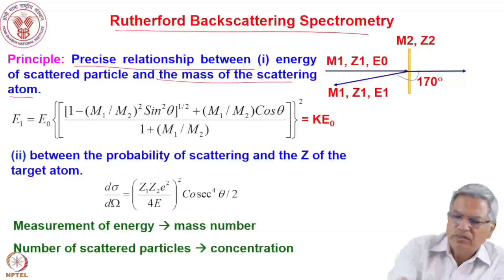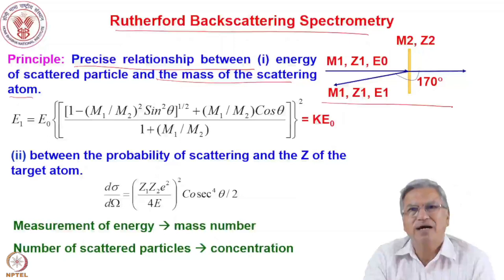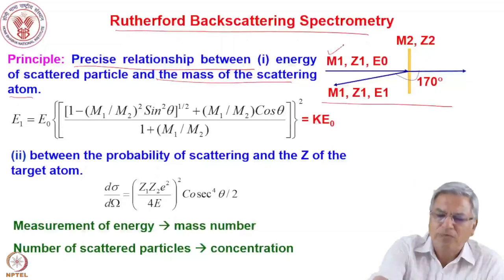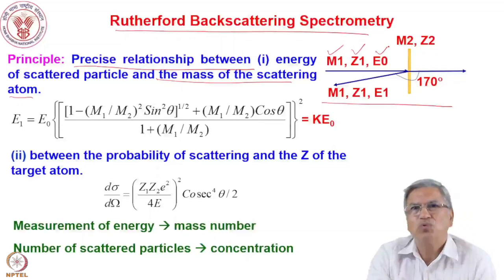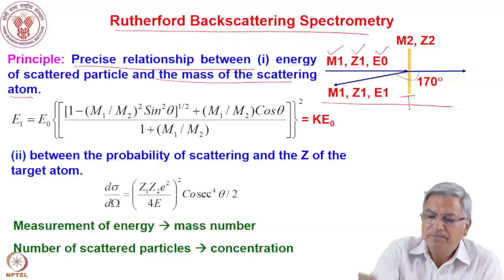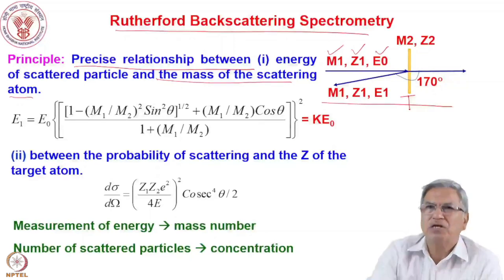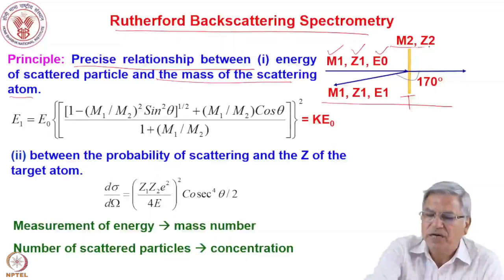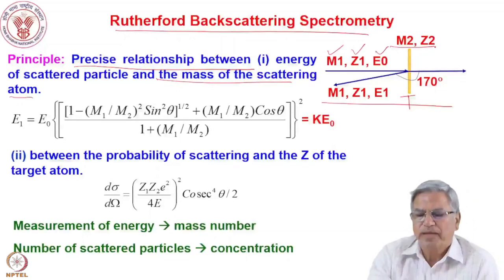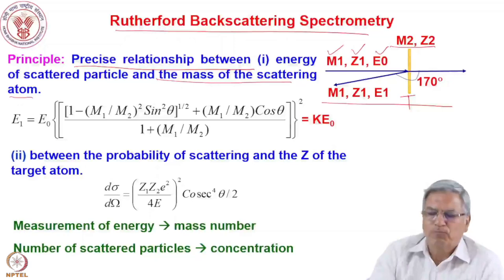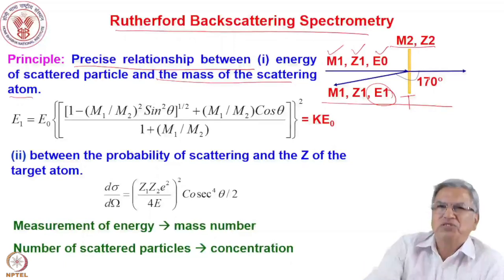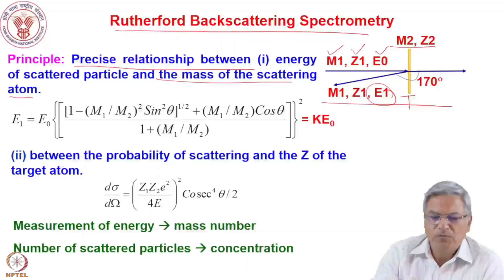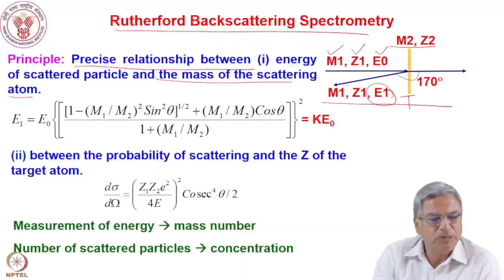And so, I have just given a schematic of this RBS. We have a projectile of mass M1, atomic number Z1, and having energy E0, bombarding the target material, having, let us say, a particular nucleus it is interacting with, of mass and charge M2 and Z2. And after the scattering, the projectile is coming out with energy E1. So theta is equal to, let us say, 170 or 160, whatever it is. We will discuss why back angles very shortly.